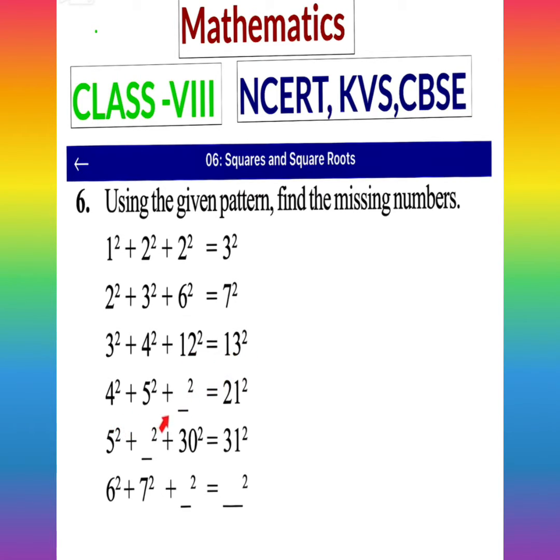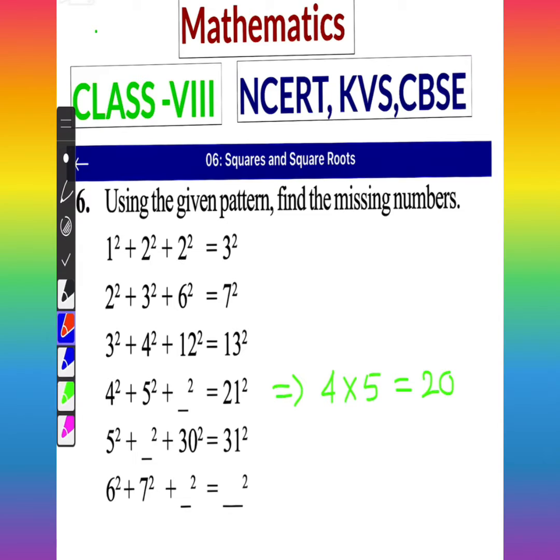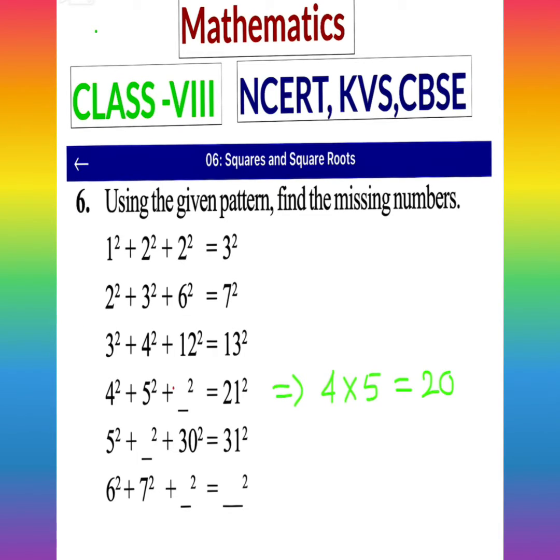And in the same way 4 square plus 5 square, so what to fill here? 4 into 5 you will multiply here, then you will get 20. So dear, you will fill here 20, that is 20 square, and after that if you add 1 in 20, then you will get 21.